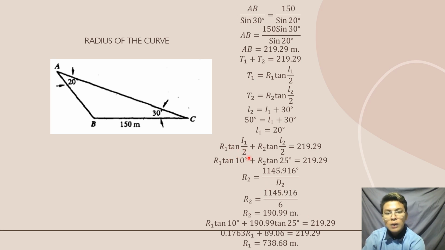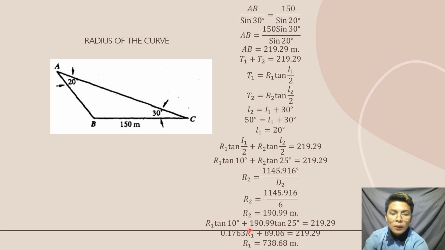By using this formula, we will get our R2, or the second radius of the curve. R1 tangent I1 divided by 2 plus R2 tangent I2 divided by 2 is equal to our AB. So using this formula, 1145.916 divided by RD2, our degree of the curve is equal to 6. Our R2 is equal to 190.99 meters.